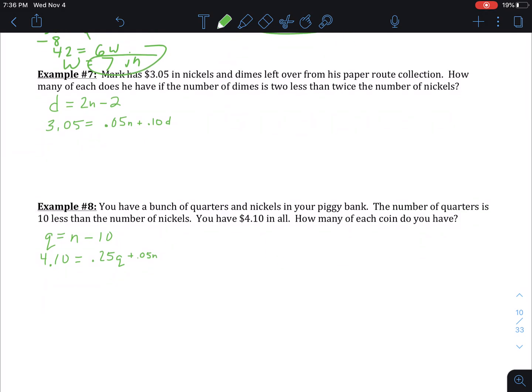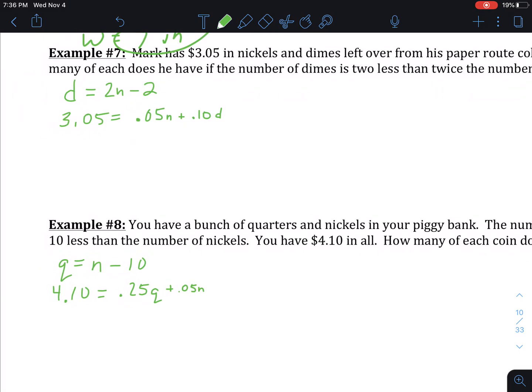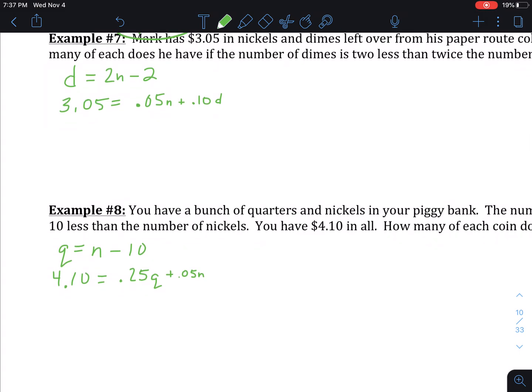Okay, example 7. You are going to try this on your own, so take a couple of minutes. I'll put this as a multiple choice. Use the substitution method. And then do number 8 on your own. I set it up for you already. All you have to do is read it and try it on your own. Again, use the substitution method.